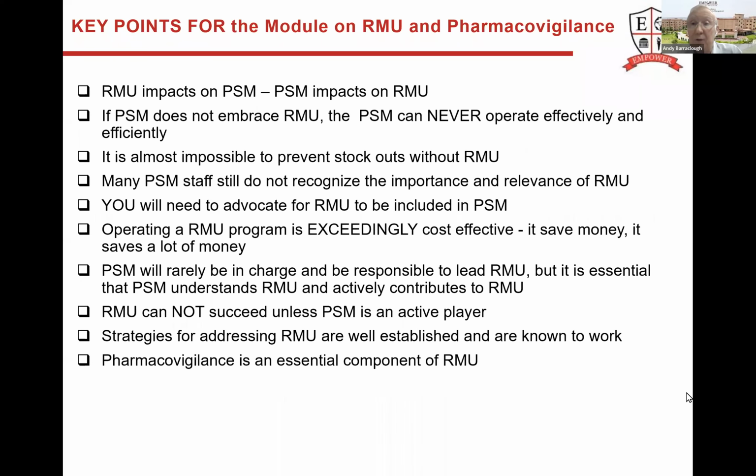The key point around this is the cycle. Irrational medicine use impacts procurement and supply chain by disrupting quantification. Poor quantification leads to stockouts, which impacts rational medicine use. If PSM does not embrace rational medicine use, PSM can never operate effectively. It's impossible to prevent stockouts without rational medicine use.